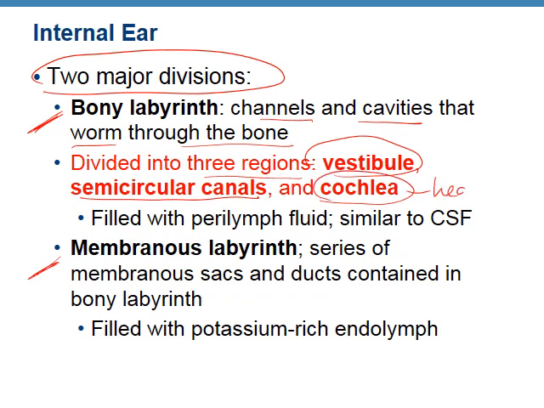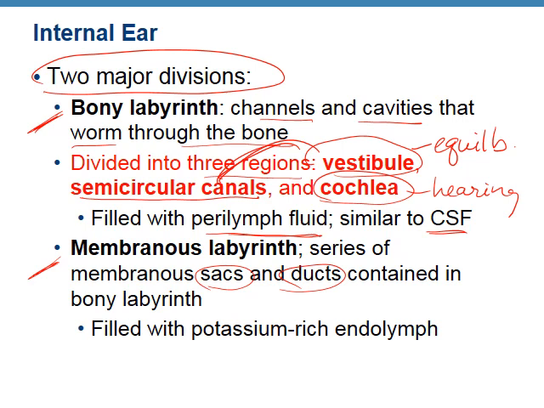The cochlea is the organ of hearing. The vestibule and the semicircular canals are the ones that deal with equilibrium. They're filled with a fluid similar to cerebrospinal fluid called perilymph. And then there's a membranous labyrinth. Basically this is sacs and ducts within the bony labyrinth, and they're filled with endolymph.